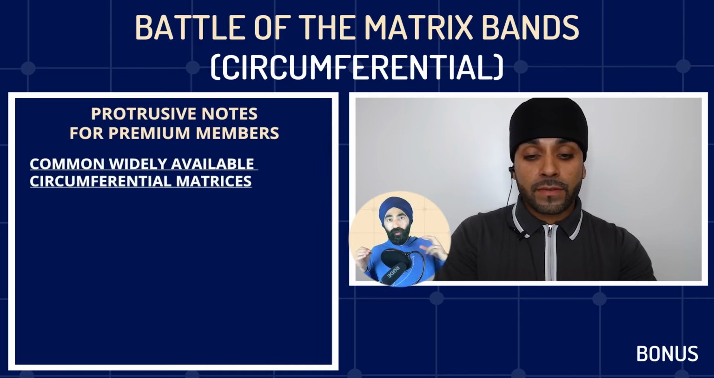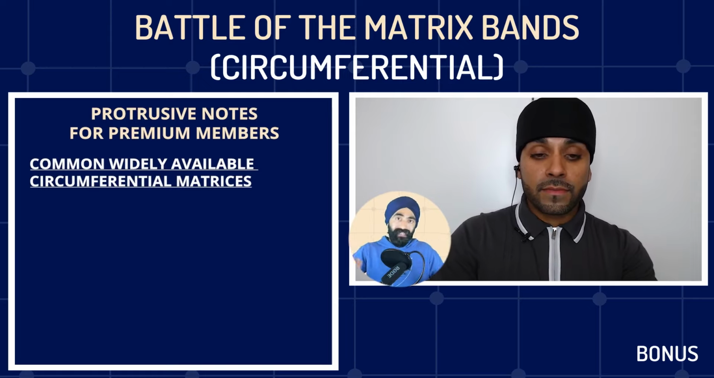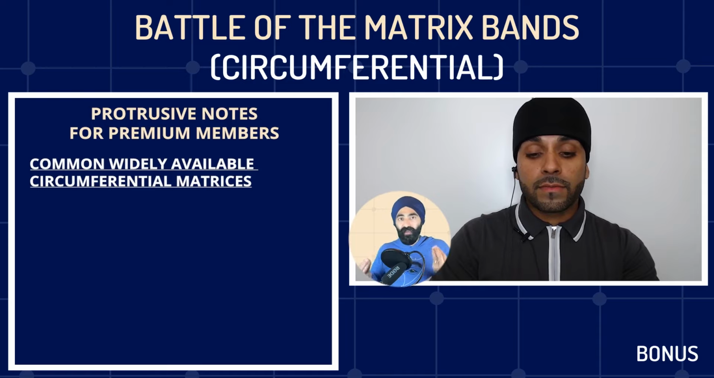So Sunny, let's go to the next thing then. Let's talk about the common, widely available circumferential matrices. Circumferential, for those students listening, is a matrix band that is a circle. It goes all the way around the tooth. So what are the different types available? A quick overview, like Siqveland, Tofflemire, the main players in the game, and what are the pros and cons of each? I think that kind of fundamental stuff is really missing. I'd love to hear it from your perspective.